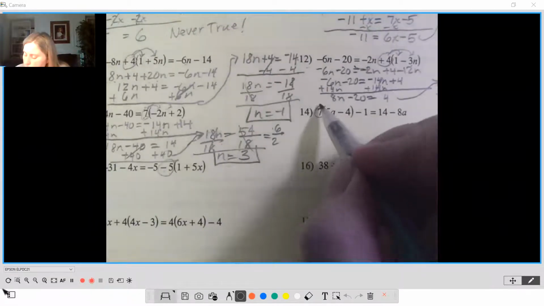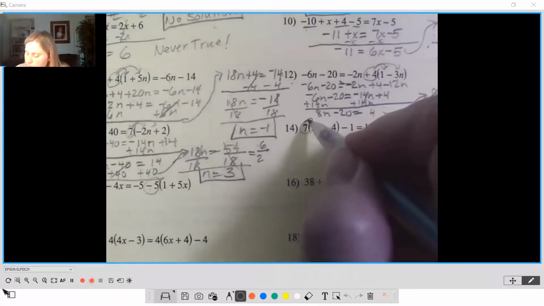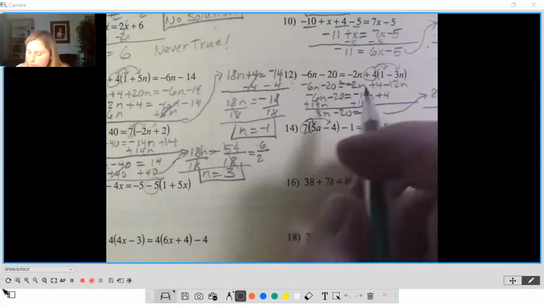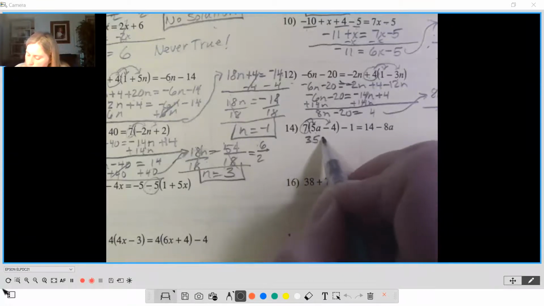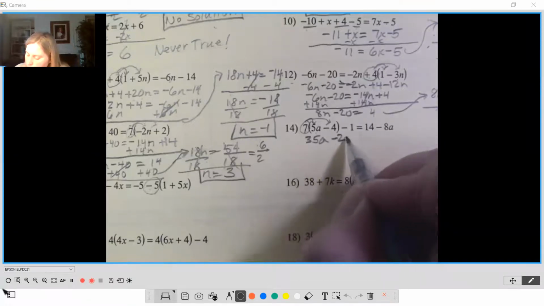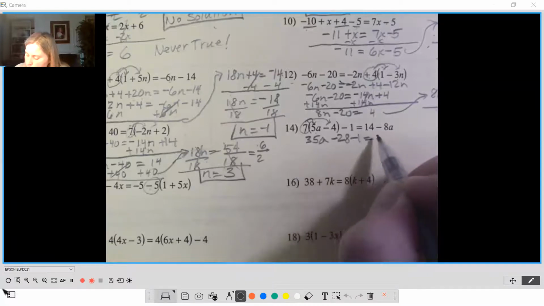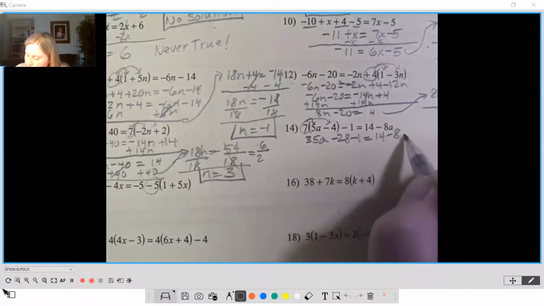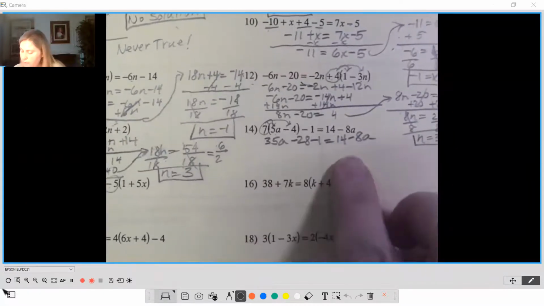So here we are distributing number 14, we're distributing a 7. So 7 times 5a is 35a. 7 times negative 4 is negative 28. Bring down the minus 1 equals 14 minus 8a.